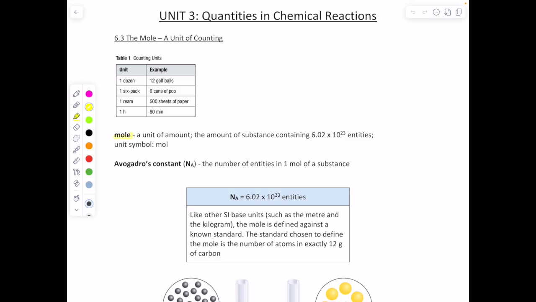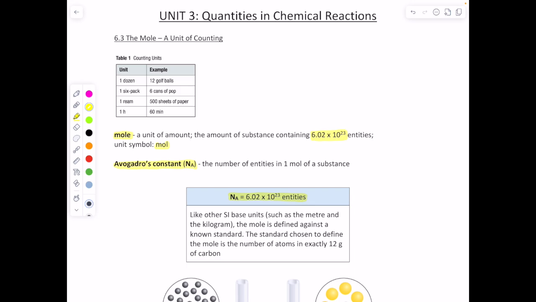The definition of a mole is a unit of amount, the amount of substance containing 6.02 times 10 to the power of 23 entities. The symbol for the unit of the mole is mol. Avogadro's constant, symbol N subscript A, is the number of entities in 1 mole of a substance. 1 mole of a substance has 6.02 times 10 to the power of 23 entities.